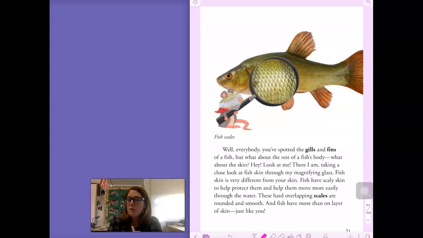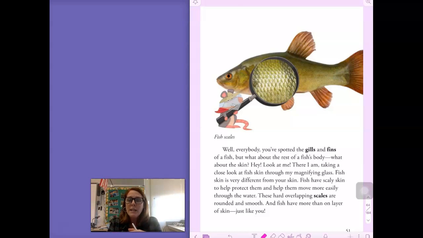Well, everybody, you've spotted the gills and fins of a fish, but what about the rest of a fish's body? What about the skin? Hey, look at me. There I am, taking a close look at fish skin through my magnifying glass. Fish skin is very different from your skin. Fish have scaly skin to help protect them and help them move more easily through the water.